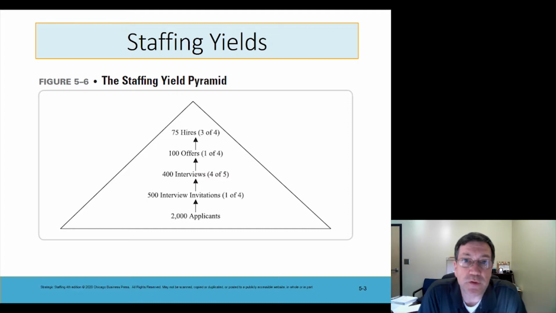And let's say that the very first staffing yield is the relationship between applicants and first interviews or interview invitations. Let's say that historically we find that 1 out of every 4 applicants gets invited to an interview. So if we have a 1 to 4 relationship, starting with 2,000, it means that 500 of those 2,000 actually get an interview invitation.